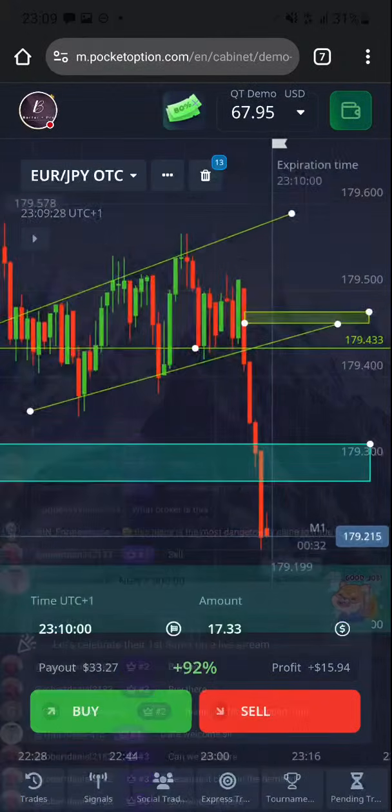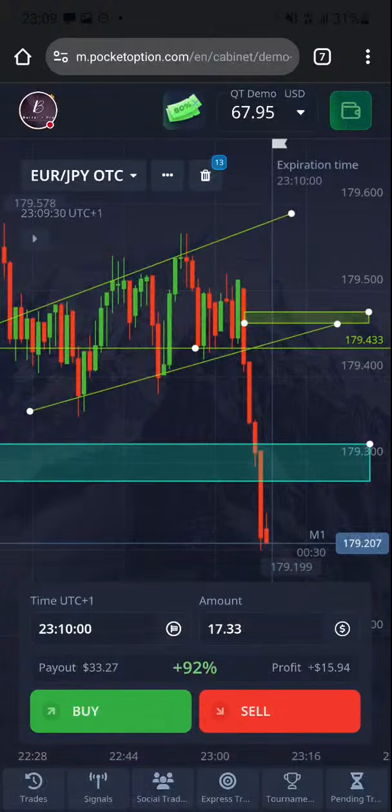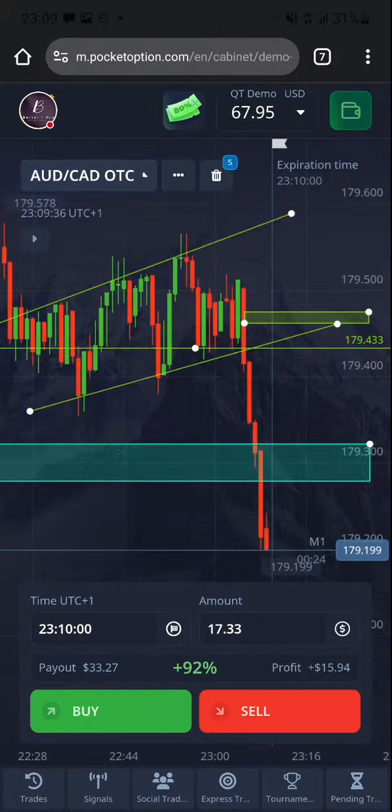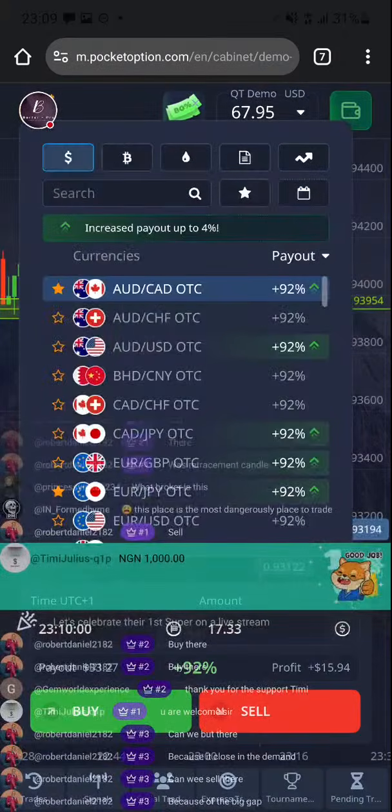You cannot sell there, you cannot buy there. When you say momentum, let it be. That's the best thing you can do. So I'm going to keep an eye on this market. Let's check the rest of the markets.